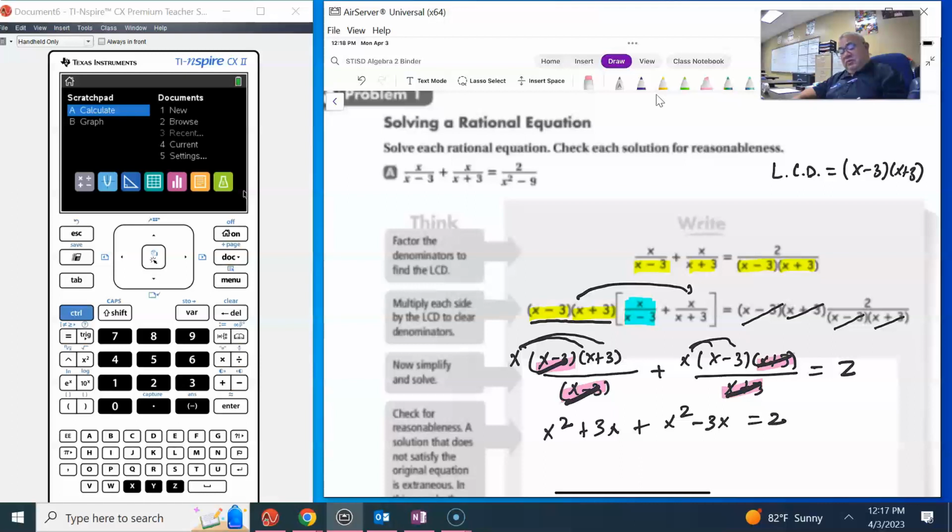So we have x squared plus x squared, that's 2x squared equals 2. Divided by 2, so x squared equals 1. Square root both sides, so x is either plus or minus 1. So I'm going to have to check this. And how do we check? By substituting.